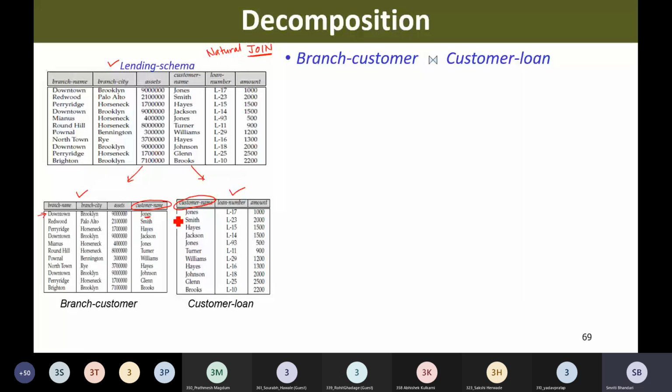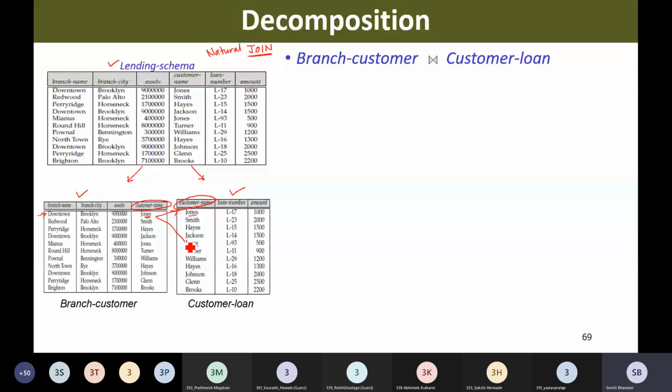Right? Similarly, for every tuple, the same criteria is being applied. So if the second tuple is considered, the customer name is Smith. So all the tuples in the other relation with customer name Smith are being matched. Here we have only one such tuple, so this tuple gets matched.